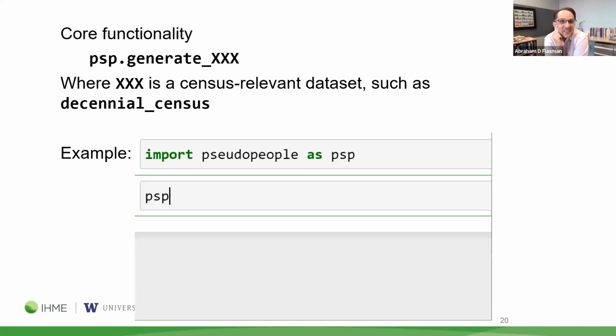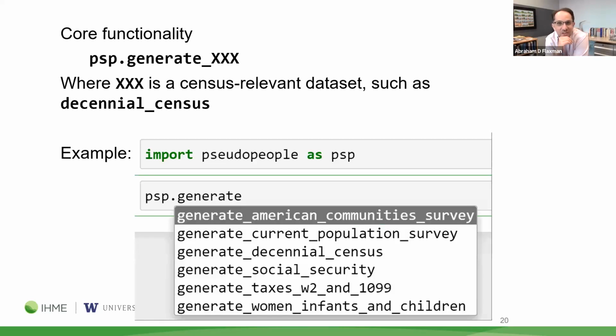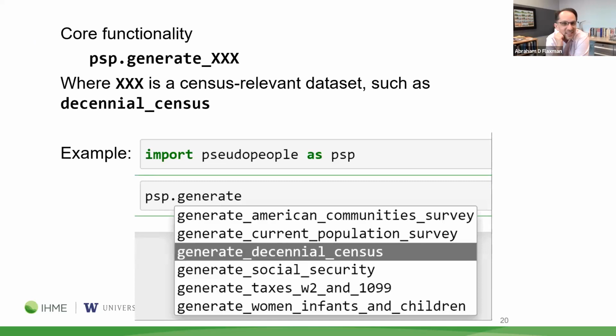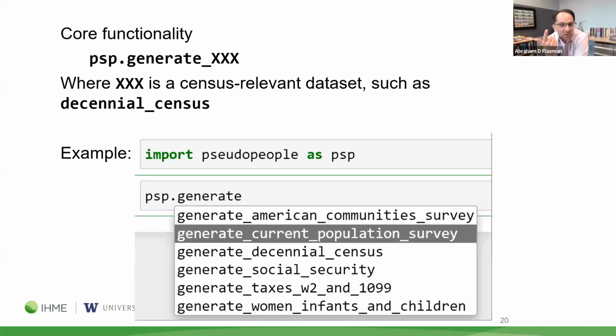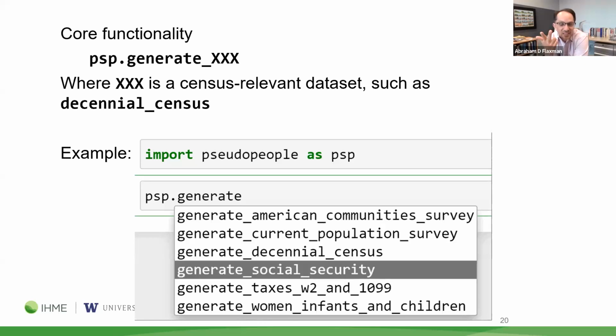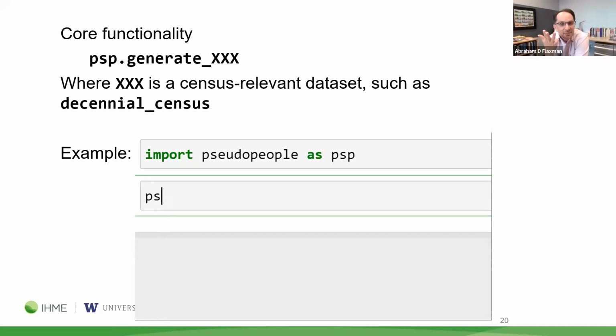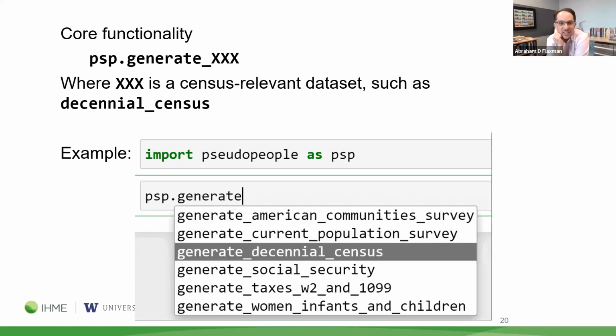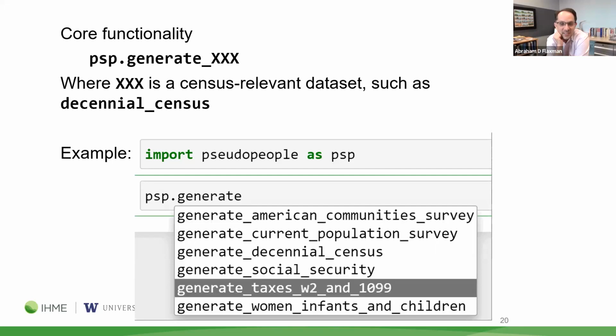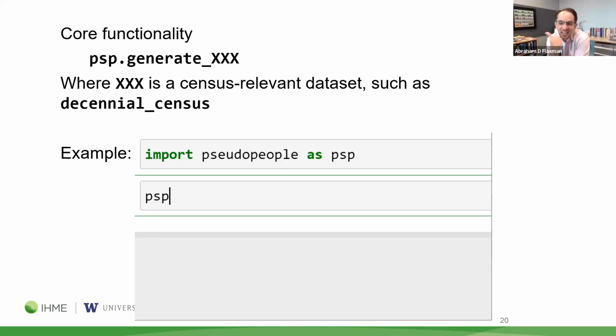The key features are these: generate X, where X is a census-relevant data set. We focus mostly on the decennial census, but I mentioned there's also this WIC data, and some of the other data sets that we've got are the American Community Survey, Current Population Survey, some simulated Social Security data, simulated tax data. Maybe I should have led with the tax data, considering the potential interest in really large scale data, because tax data you get every year.